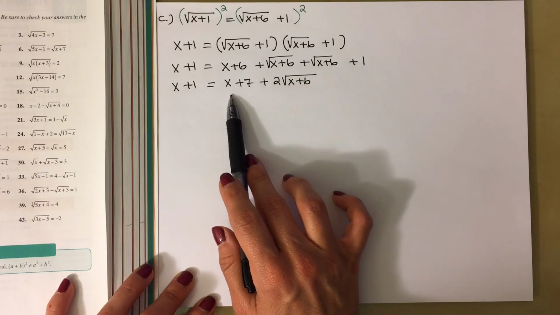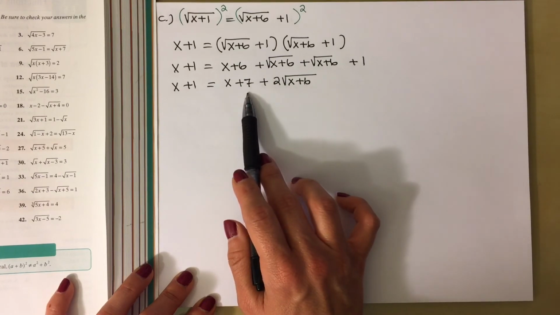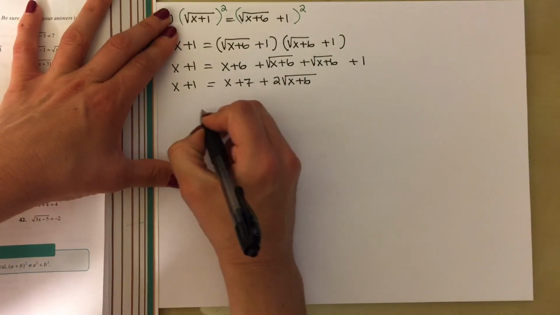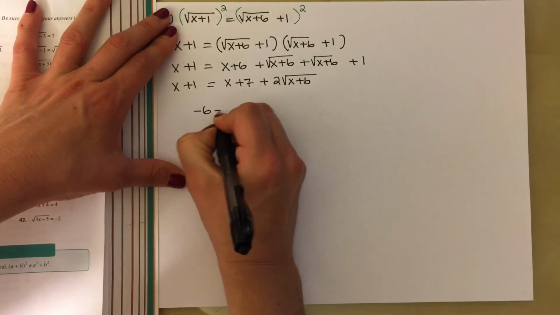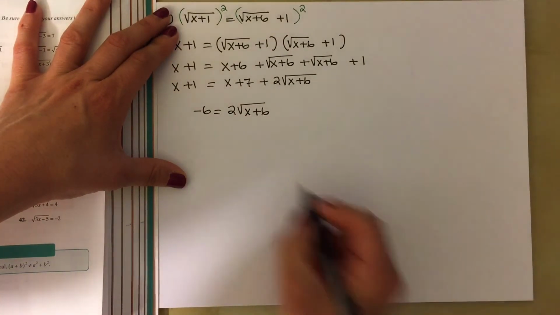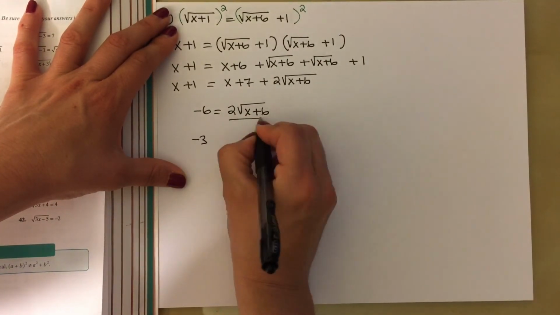Subtract x from both sides and subtract 7. Once you subtract x, x goes away, and subtract 7, this is what we're left with. Divide by 2, both sides.